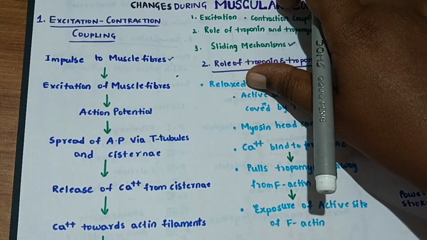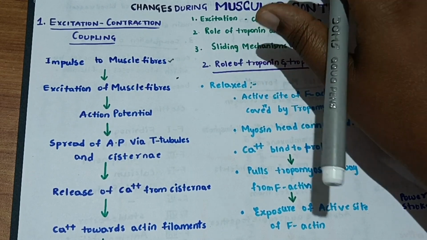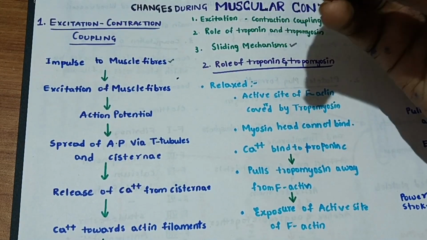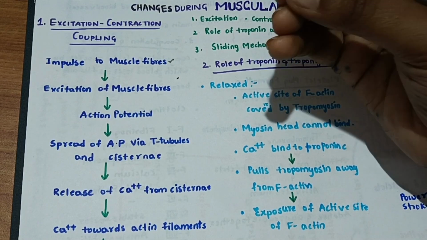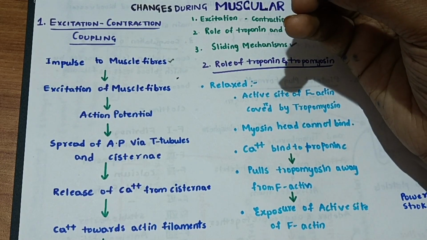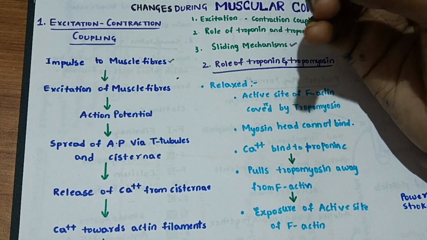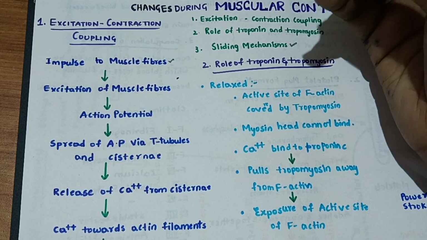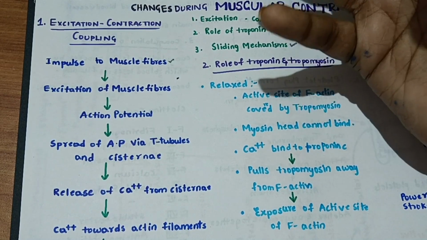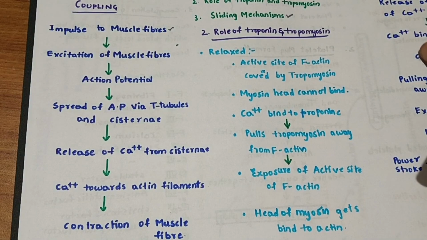So whenever an impulse is given to a muscle fiber, that leads to excitation of the muscle fiber, which leads to generation of an action potential. When the action potential reaches the transverse tubules and the cisternae, the calcium contained in the cisternae is released. That calcium travels towards the actin filaments, which leads to contraction of the muscle fibers.